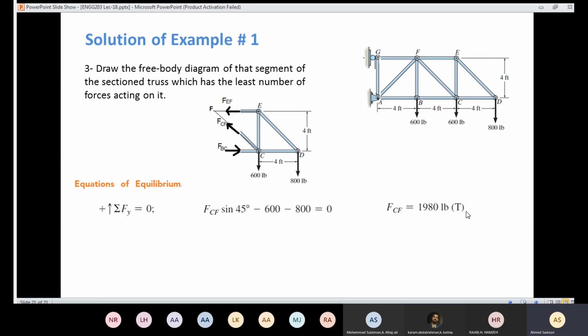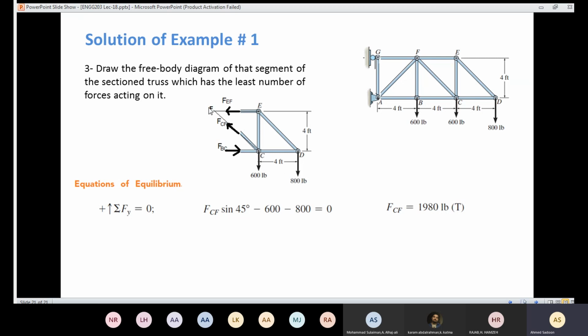Then I can use the equation, which is the summation of the moments about any point equals 0. Again, we need to be smart about that equation. We need to choose a point where we have only one unknown. So if I'm going to choose to take the moment about C, that would be great, because we are going to eliminate that force and that force and that force. I'm going to have only FEF and 800 pounds. So that will be a great choice.